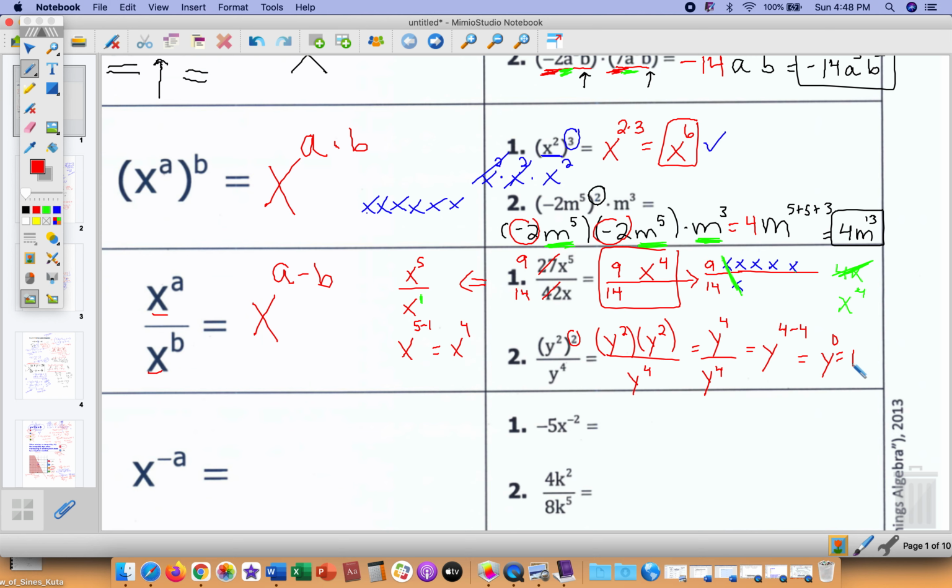And y to the 0 is 1 because y to the 4th over y to the 4th is the same thing over itself, right? So it's 1. If it helps you to start to expand stuff, go for it as well.